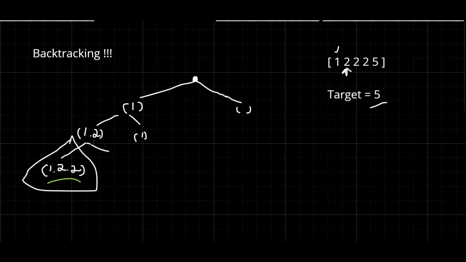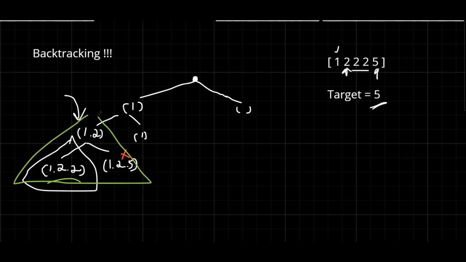Now, as we are ignoring 2 here, we have to ignore all the 2's. Now our current element is 5 for this node. If we consider 5 here, our current vector will look like 1, 2, and 5. But wait, the summation of 1, 2, and 5 is 8, which is greater than our target value. So we cannot explore this path. So it is not possible for us to include 5 in this subtree.